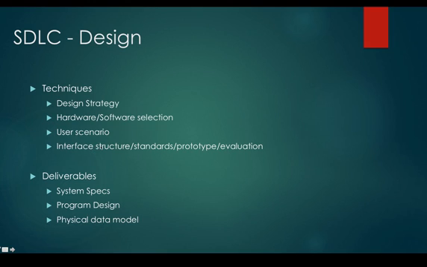We want to start looking through and refining those user scenarios, use cases, and then really focus on the interface itself, the structure, the standards, the prototype, and the evaluation of it. Okay, we need to work on that with the wireframe, and we need to further refine it in the design phase to have a very robust product. Deliverables, potential, system specs, program design, physical data model. Okay, just some documentation to help along with the design process.